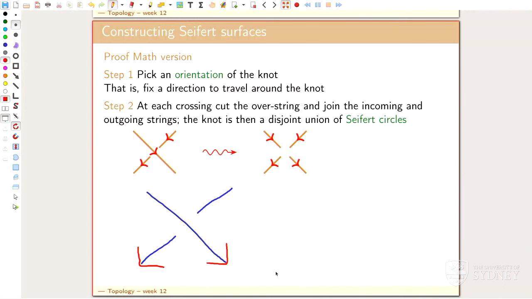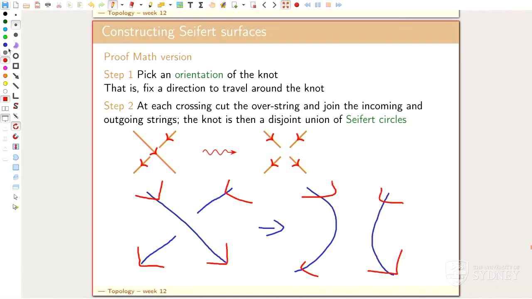Well, there are two options to do this, and the orientation tells you which one to choose. The orientation tells you to choose the one that is consistent with the orientation. So you have some ingoing, and I have some outgoing, and there are two choices, and it will draw the other one as well. The other choice would have been this one, but this is inconsistent with the orientation, as you will see in a second, so we don't do this one. So the orientation tells you which one you pick.